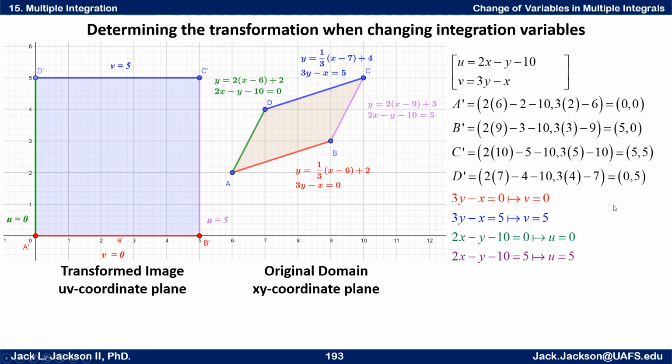And similarly, you can see the details worked out there for each endpoint. So you see that the endpoint really is at the origin, which we sort of engineered to be that, and it turns out that the other corners are at 5, 0 for B prime, 5, 5 for C prime, and 0, 5 for D prime. And so that effectively transforms this parallelogram into this rectangle.